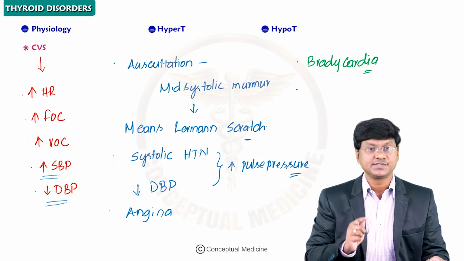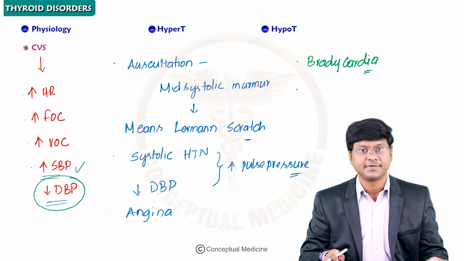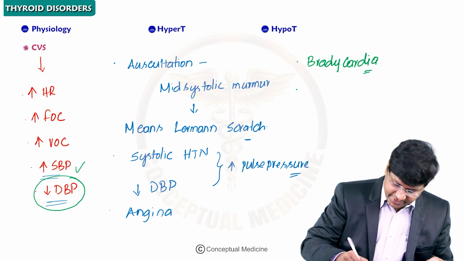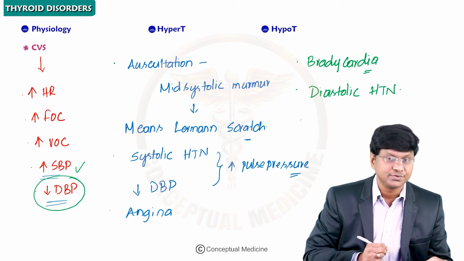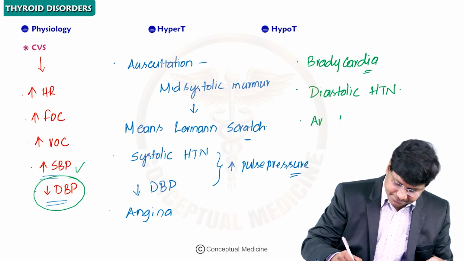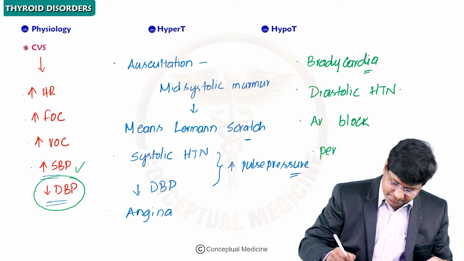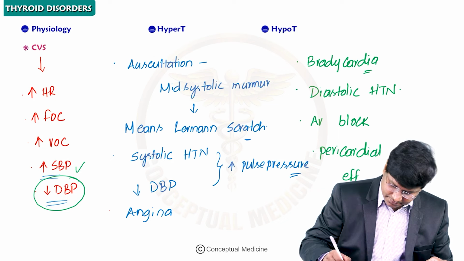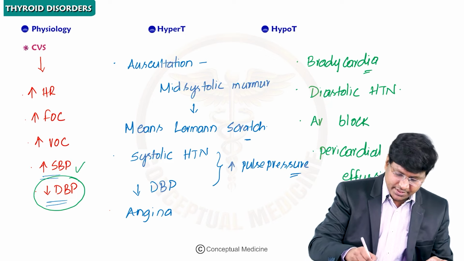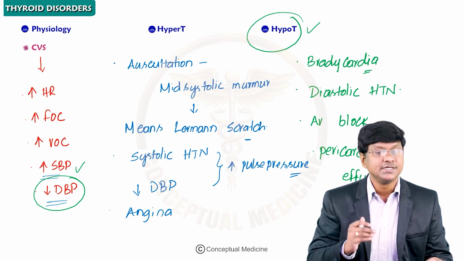Next, the other important point is the diastolic blood pressure. If thyroid hormone is there, there will be a decrease in the diastolic blood pressure. And if thyroid hormone is not there, the individual can land up in diastolic hypertension. In patients with hypothyroidism, the individual can also have AV block, and will also develop pericardial effusion. So these are the cardiac manifestations in hypothyroidism. Alright, this is about the cardiovascular manifestations in hyper and hypothyroidism.